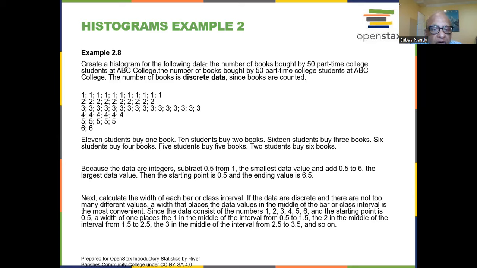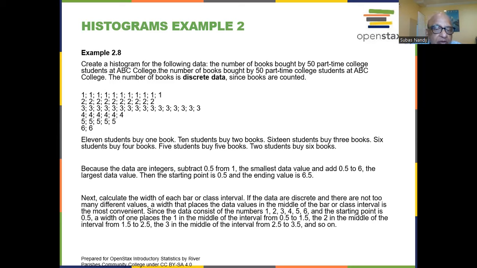11 students buy one book, 10 students buy two books. How many students bought one book? How many students bought two books? 16 students buy three books, 6 students buy four books, 5 students buy five books, 2 students buy six books. Because the data are integers, subtract 0.5 from 1, the smallest data value.